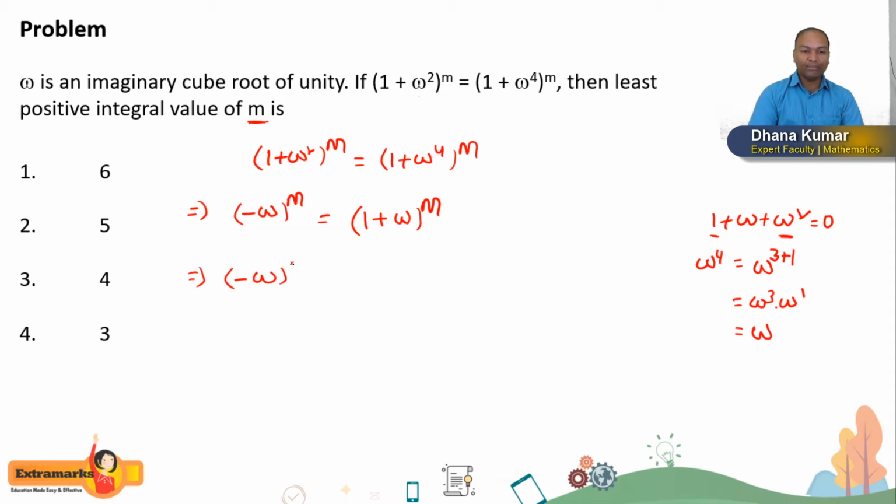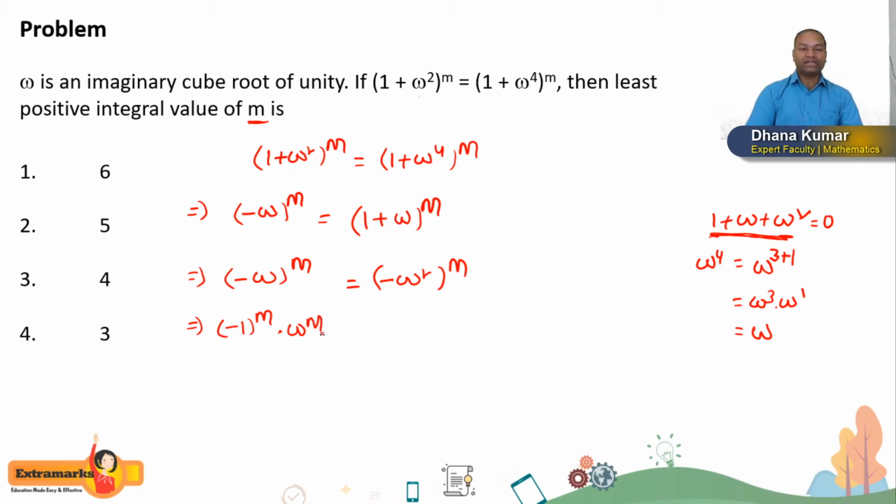Minus omega power m is equal to, using this equation, once again I am using this formula, 1 plus omega will be what? Minus omega square. So minus omega square power m. Correct now? Right. Now simplification. This can be written as minus 1 whole power m into omega power m.